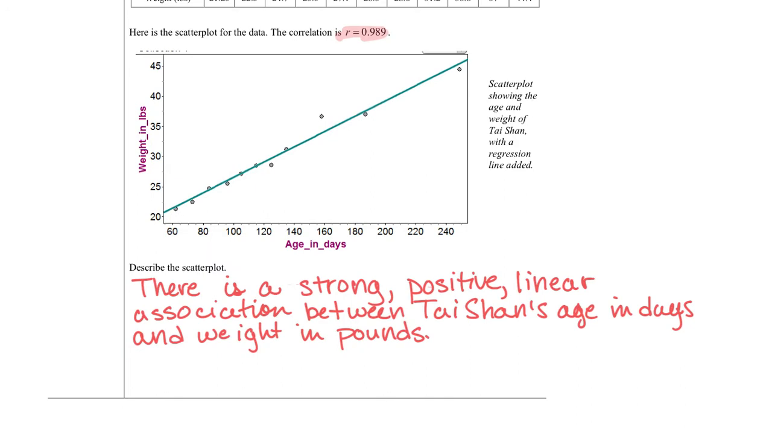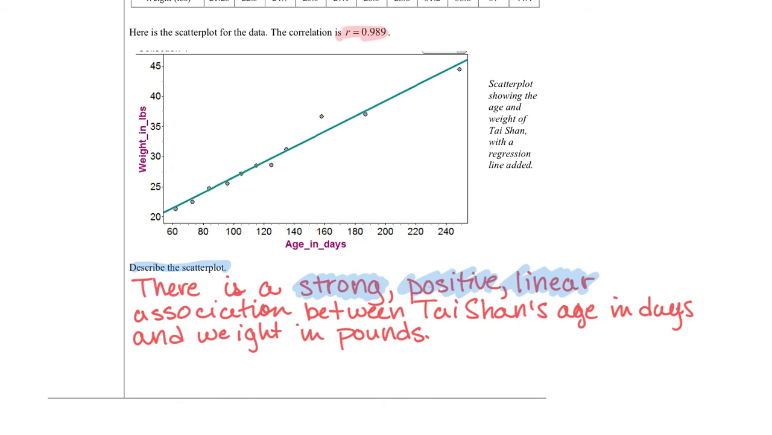We're going to describe this scatter plot. There is a strong, so remember you need these three parts: the strength, the direction, and the form. In most cases, it will be a linear form. There's a strong positive linear association between Taishan's age in days and weight in pounds. We can now say this with a bit more confidence because we actually do know that the R value is strong. But let's not forget this possible outlier.